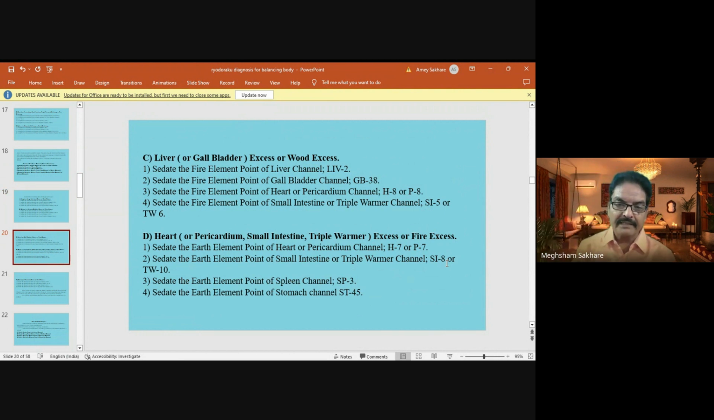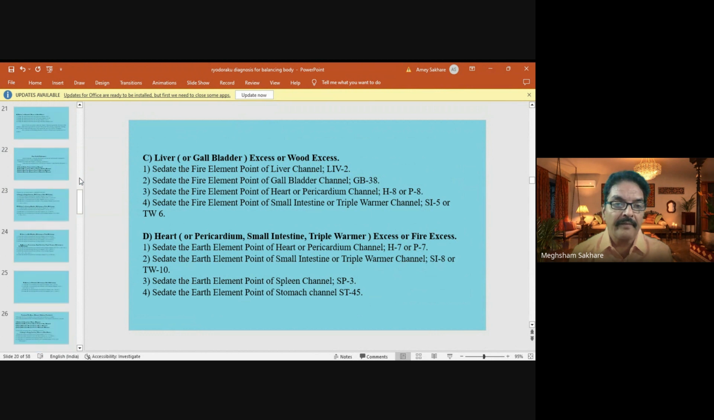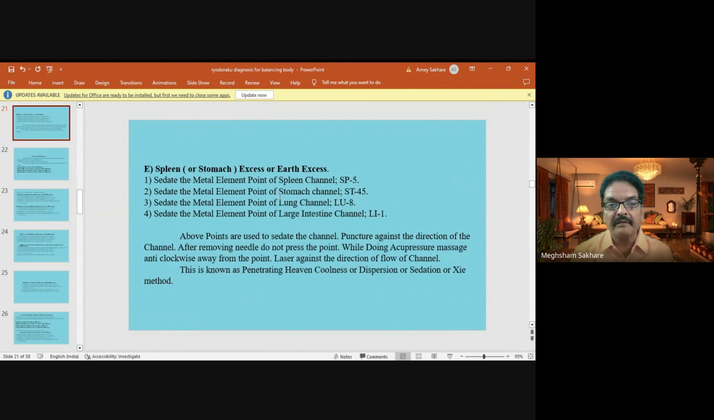Behind the elbow, SI8 on the ulnar nerve and TW10, two fingers above the olecranon. Set at the earth element point of the spleen channel, SP3, set at the earth element point of the stomach channel, stomach 45. Earth axis, spleen or stomach axis, set at the metal element point of the spleen channel.